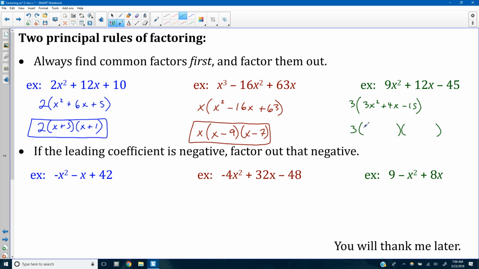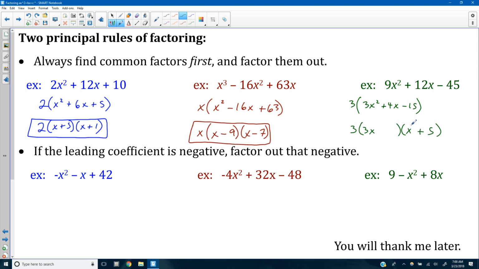So let me try and factor this here. Just give me a moment. This is my mental factoring taking place right now. We got a plus 5.